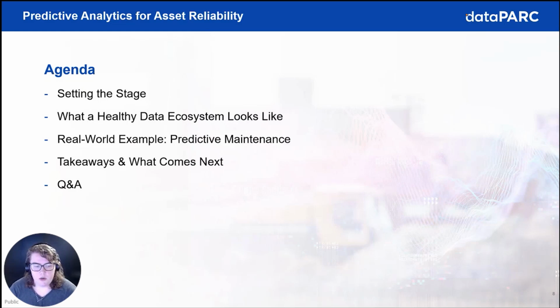So on today's agenda, we'll cover setting the stage, a little bit about where manufacturers are today, and some common pitfalls we're seeing. Then we'll go into what makes a healthy AI-ready data ecosystem and what that actually looks like. We do have a real-world example for you using predictive maintenance, and then we'll touch on how DataPARC can support this journey. We'll wrap it up with some key takeaways and Q&A.